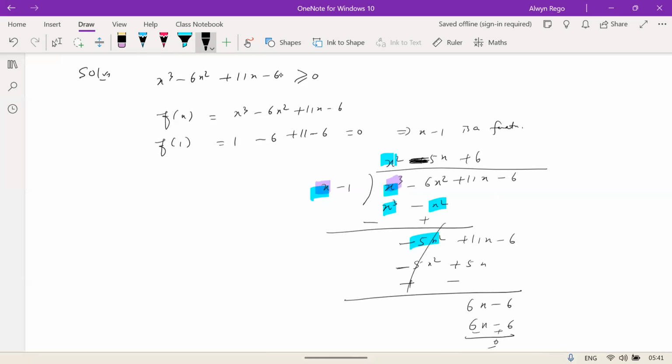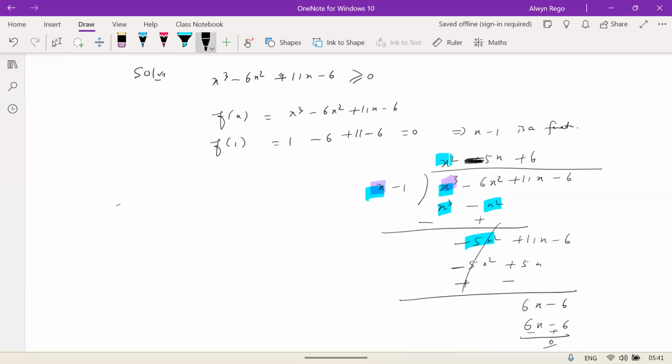Subtract plus and use it. Therefore, you find that f of x becomes equal to x minus 1 into x squared minus 5x plus 6. I purposely chose these values. This one we factorized earlier. It comes x minus 1 into x minus 2 into x minus 3 here.